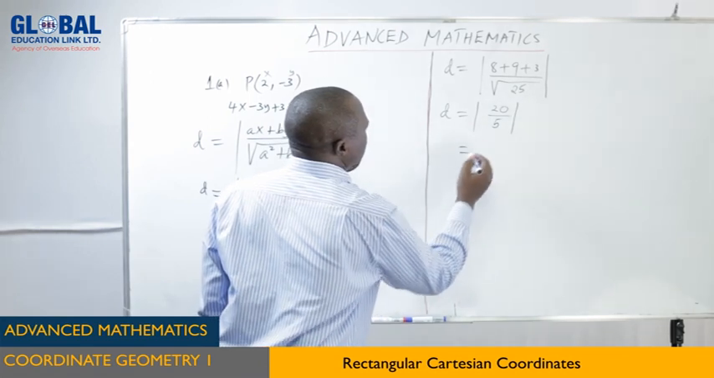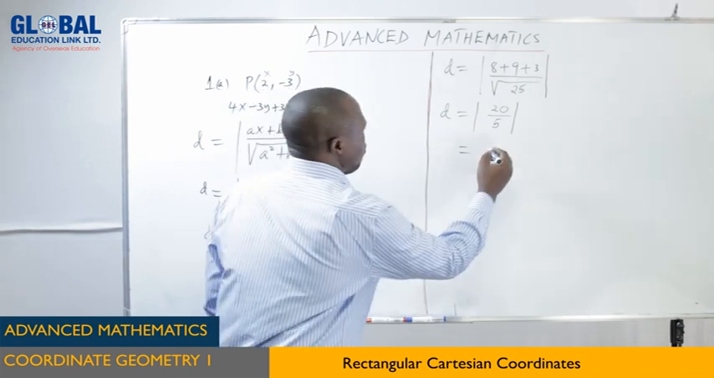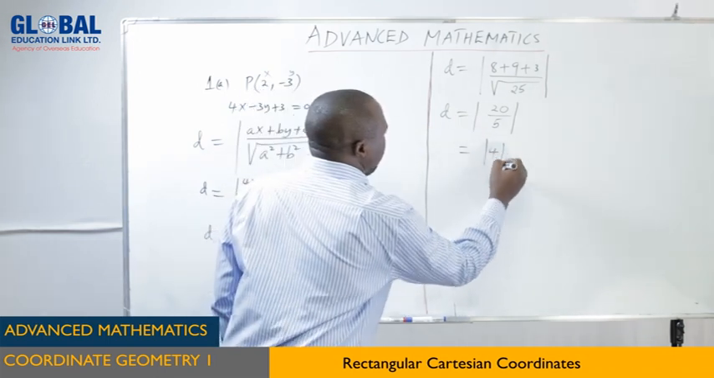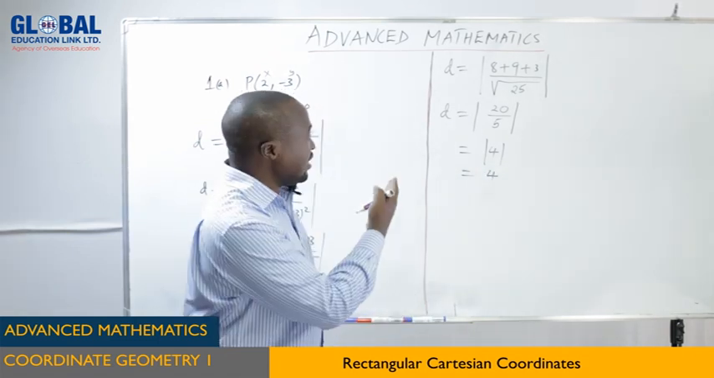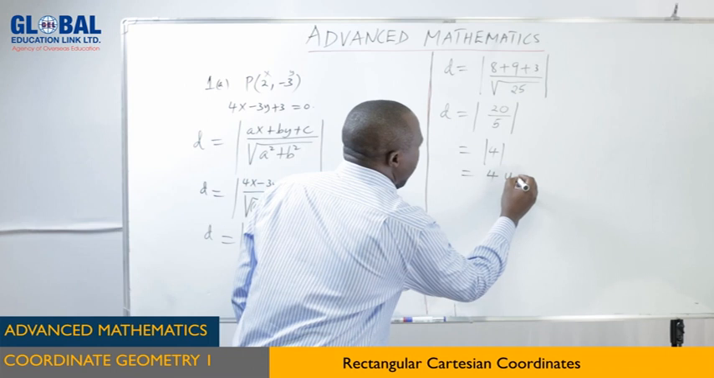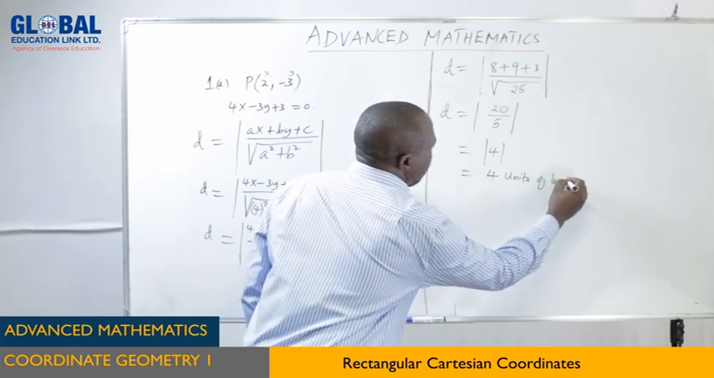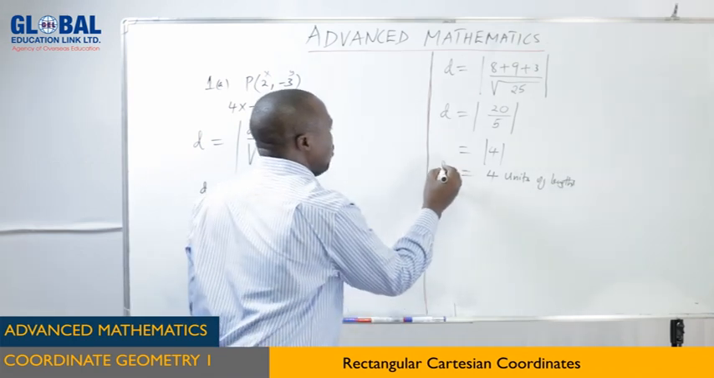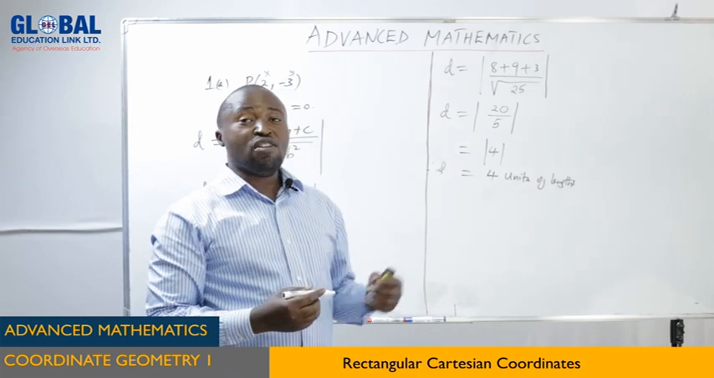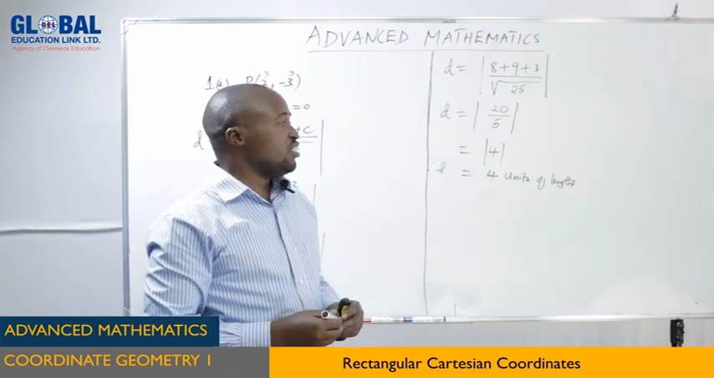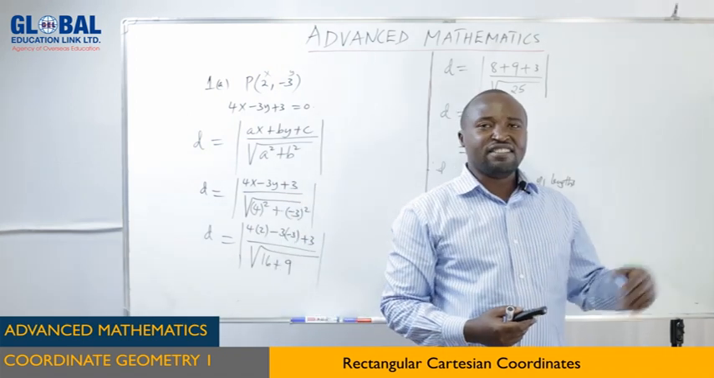So this will be equal to, we just take 20 divided by 5, which is equal to the absolute value of 4, which actually is equal to 4. So 4, that is the distance. So it will be units of length. That's the units of length. So that is how to find the shortest distance for our question. My dear student, let us proceed with the second review question, that is 1b.